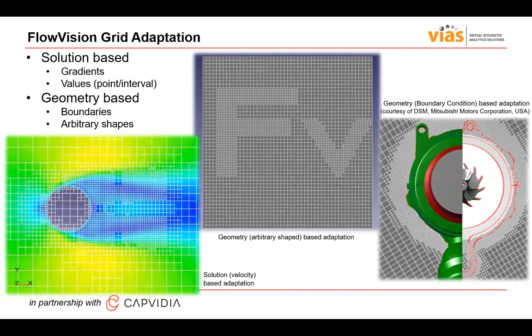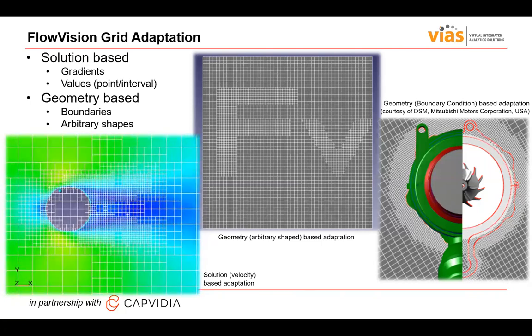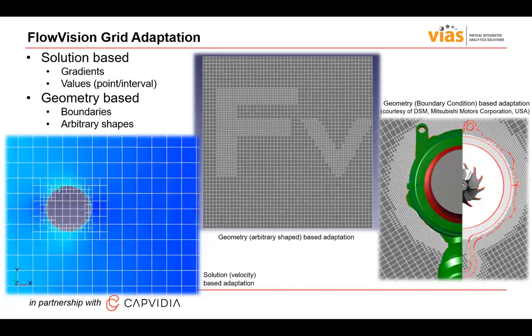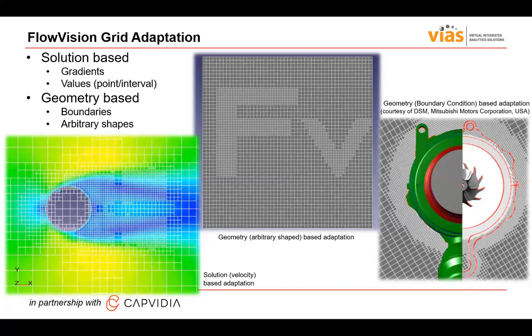In addition to that, geometry-based adaptations also play a vital role in reaching the ultimate efficient computation grids. Here in the middle, you can see adaptation on an arbitrary shape, which can also be moving in a transient simulation, which means that you will be adapting different regions with respect to time. And on the right-hand side, you see adaptations based on the geometry boundaries. Of course, the adaptation levels are also defined by the user.